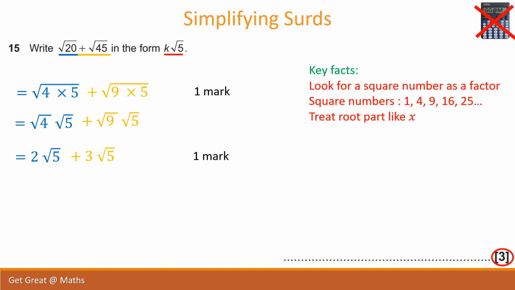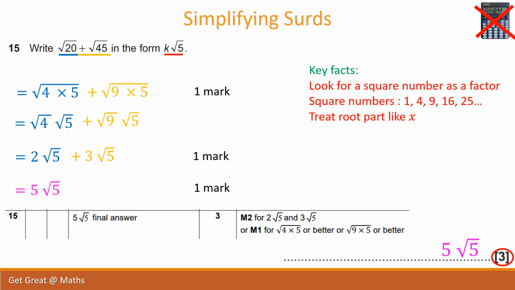Now I can look at adding these 2 parts together. So we've got 2 root 5 plus 3 root 5. You can think of it as 2 apples plus 3 apples. You're going to end up with 5 apples. So 2 root 5 plus 3 root 5 is just going to be 5 root 5, and that is your last mark. Make sure you write your answer on the dotted line. The mark scheme says the final answer is 5 root 5. It is worth 3 marks. M2 is a method mark. M1 is also a method mark where we get our full marks from.